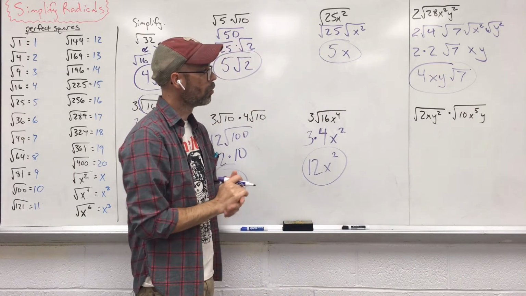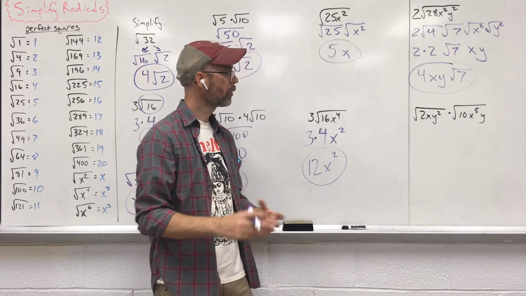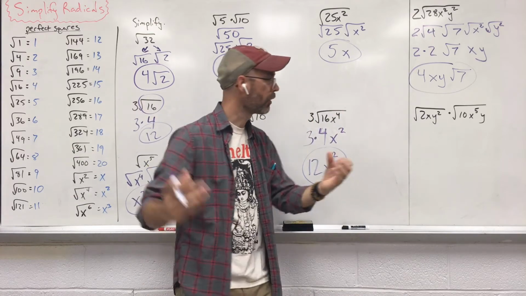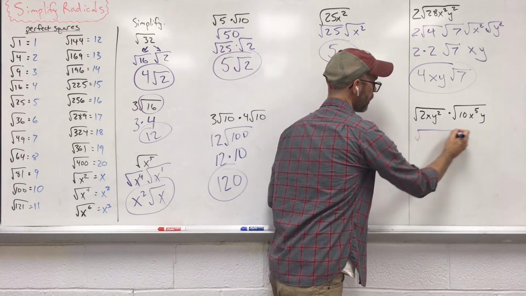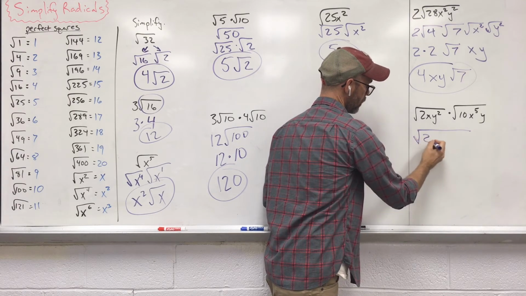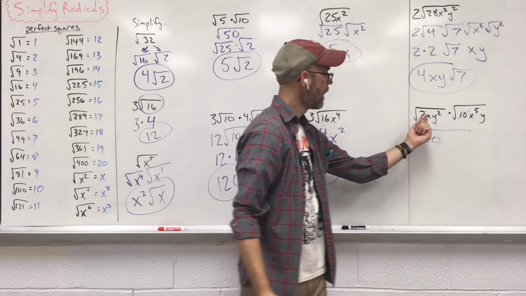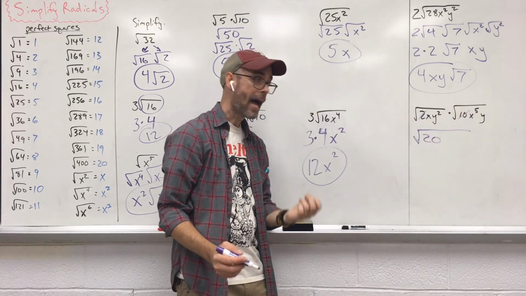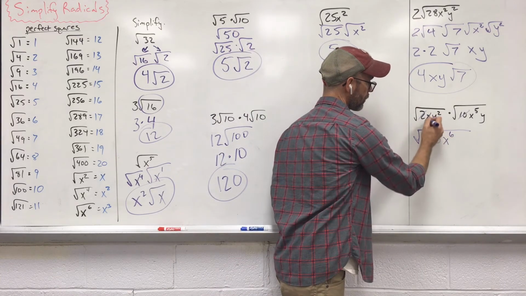One more. We have 2 radicals, multiple variables and numbers. Let's multiply everything together, so put it together, and then we're going to break it apart. 2 times 10 gives us 20. We used it. X times x to the 5th. Remember, you're going to have to add exponents here, which gives us x to the 6th.